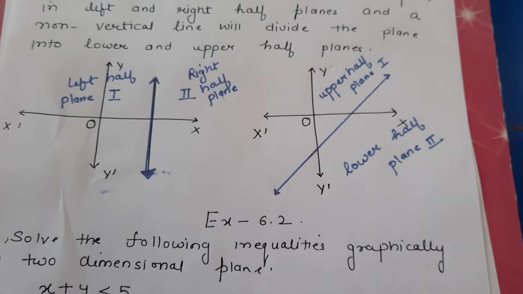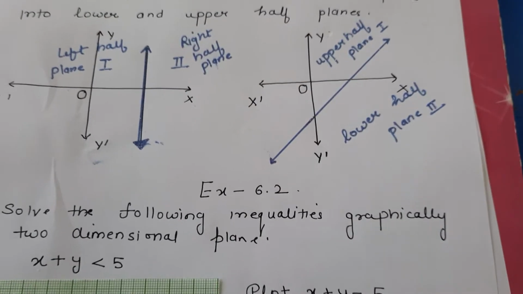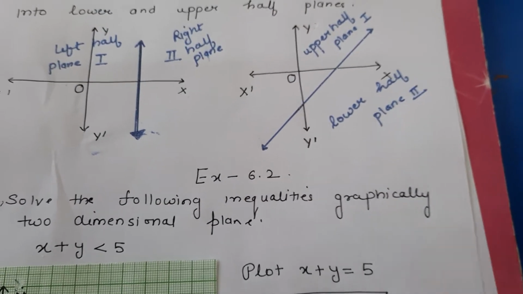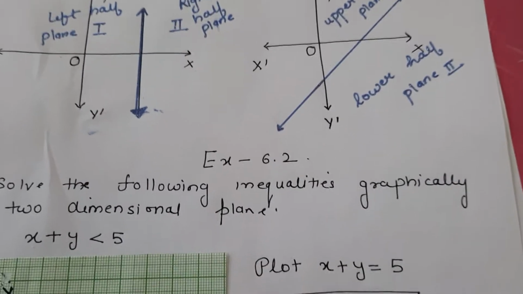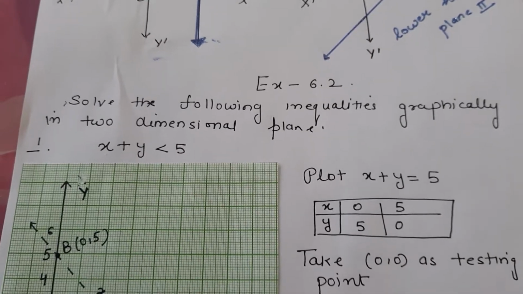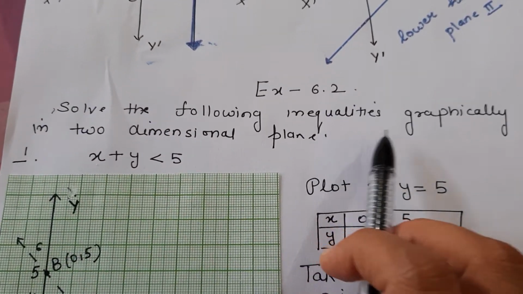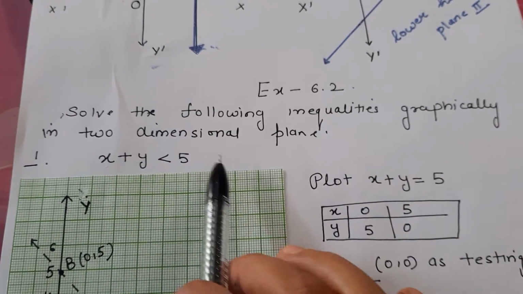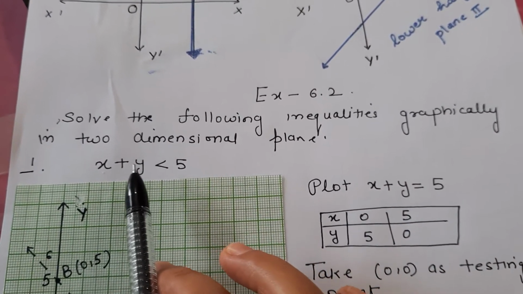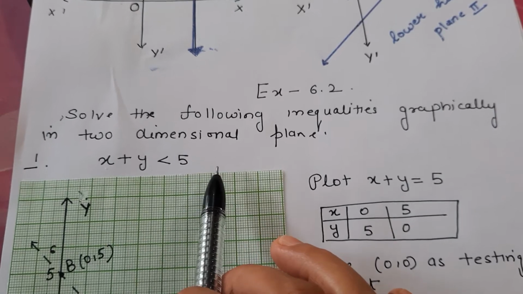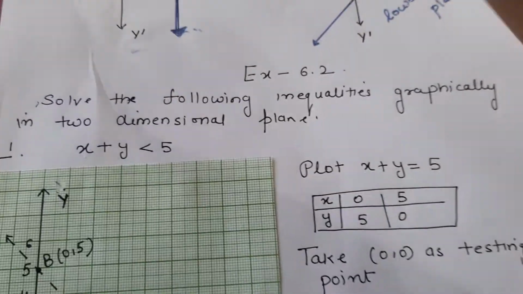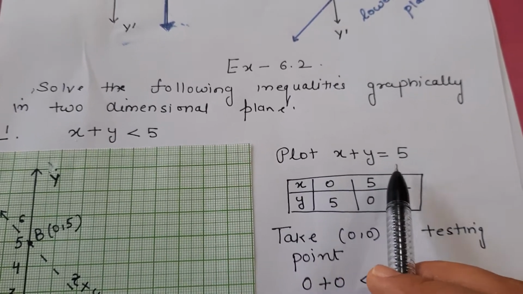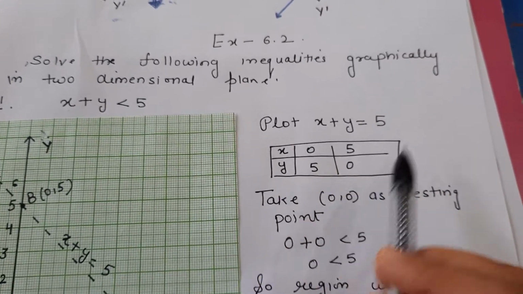Now we have done the plotting of line in the 10th standard. For plotting of line we need 2 points, right? And just look here, the first question from your exercise. Solve the following inequalities in two-dimensional plane. First look here, we have to plot the inequality x plus y less than 5. Now for plotting a line we need 2 points. First I have written here plot x plus y equal to 5. We are going to take the simplest point.